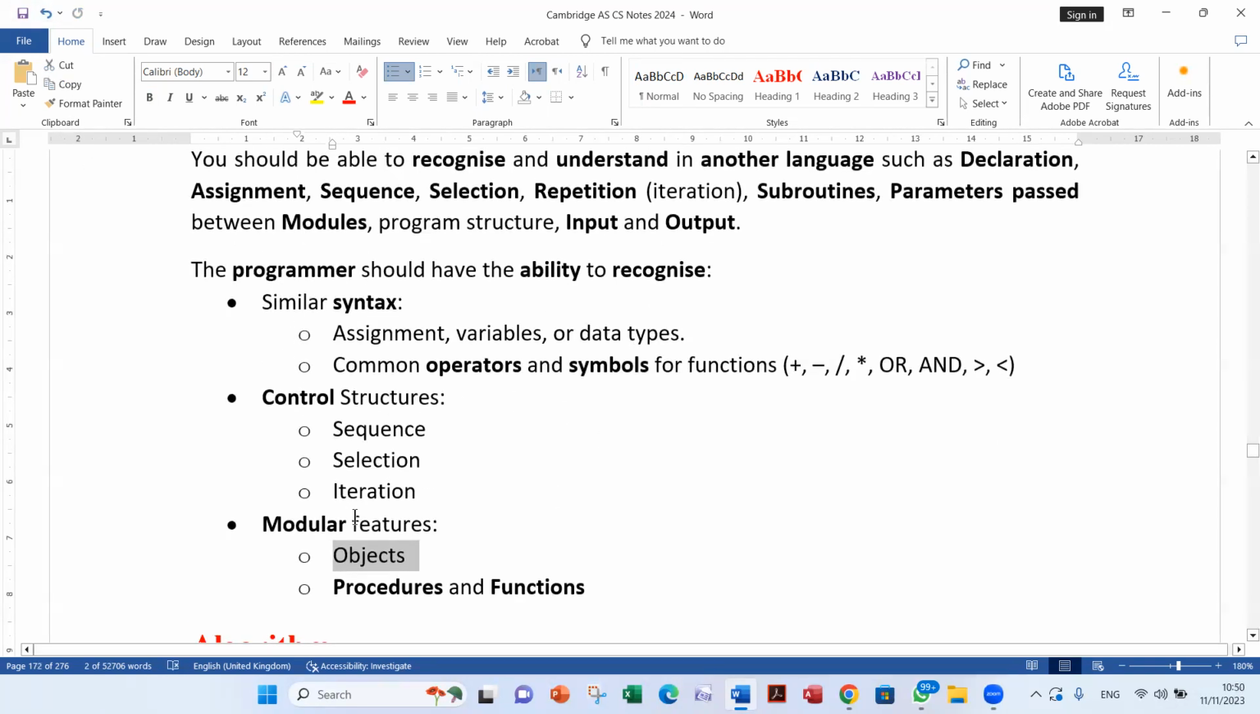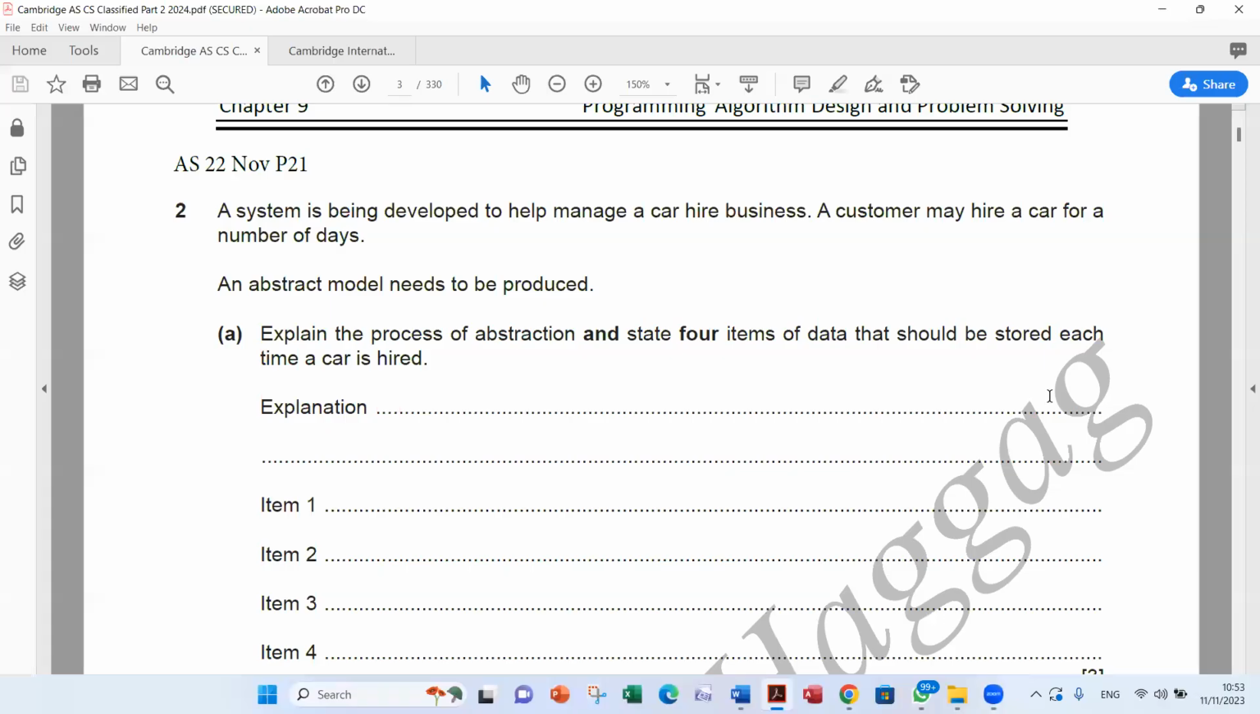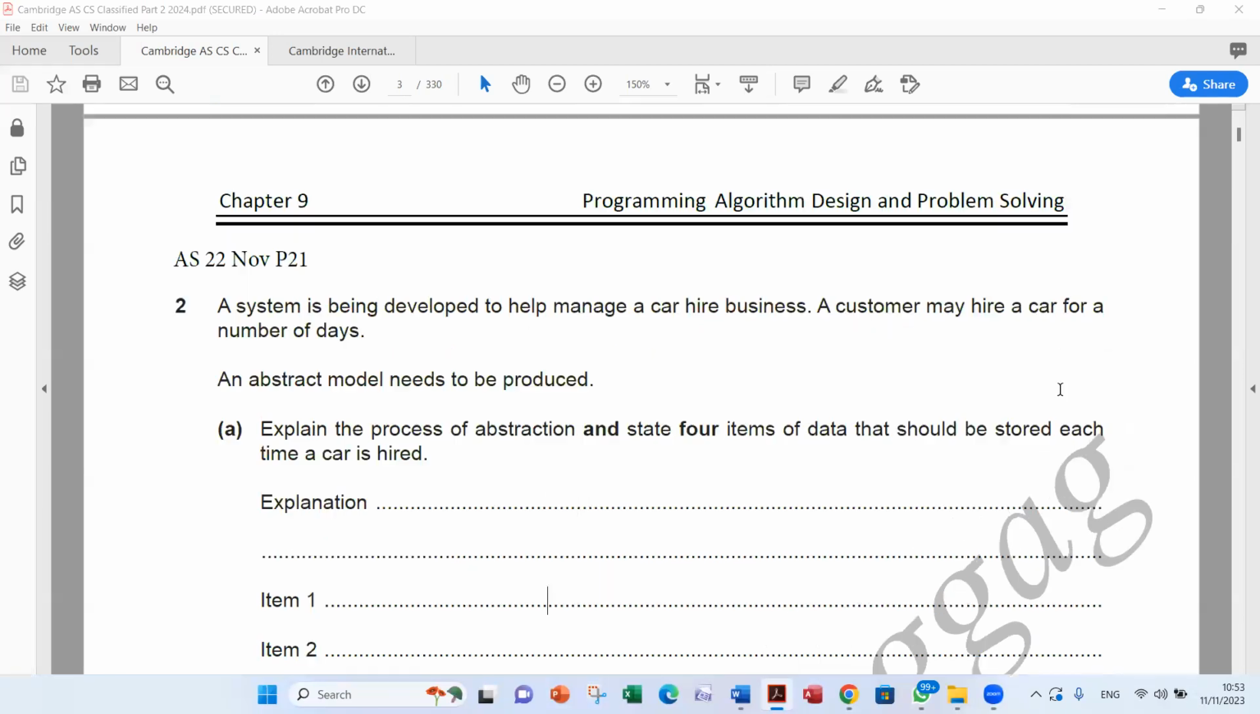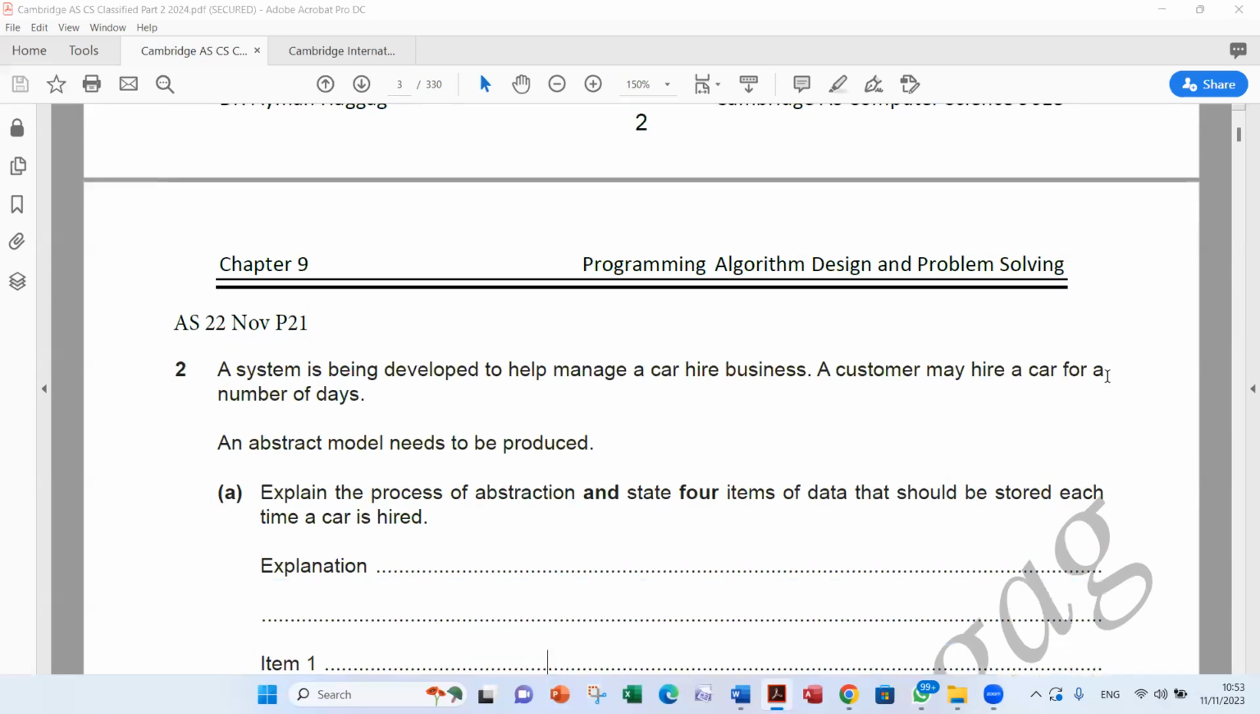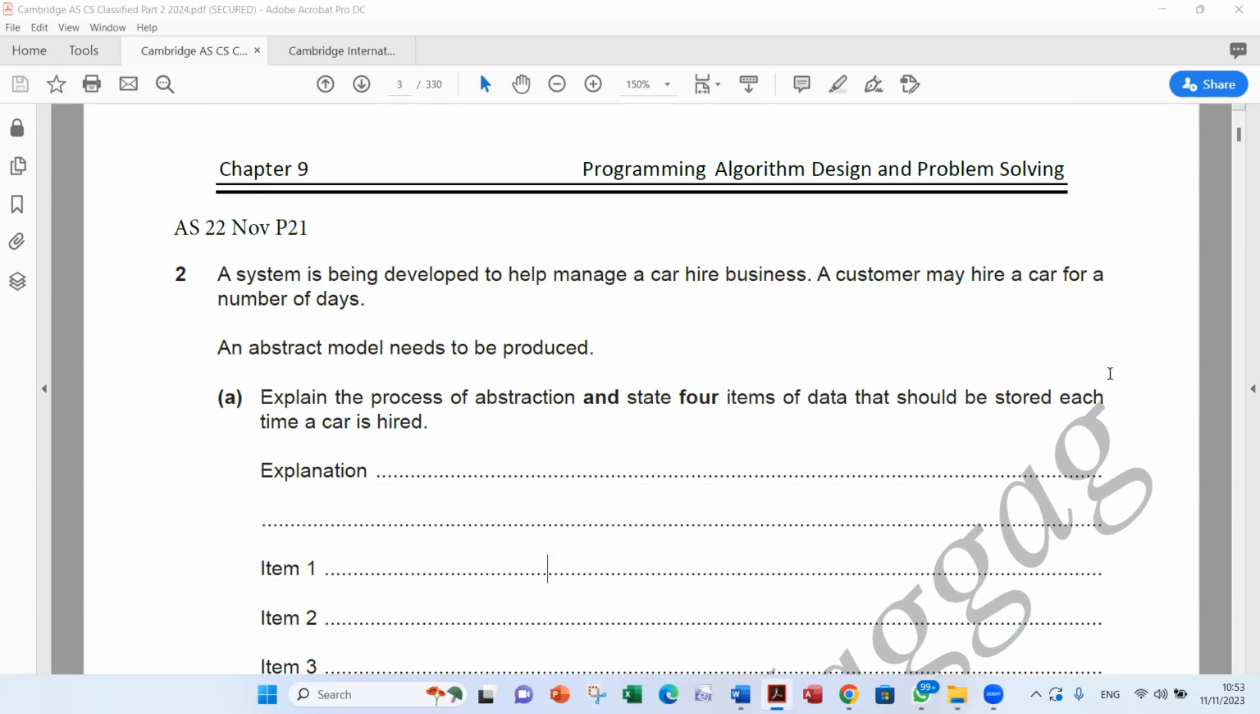Let us go and look at past paper questions. So this is the very first page of my classified, chapter 9, algorithm design and problem solving. And this question is taken from November 2022, paper 21.